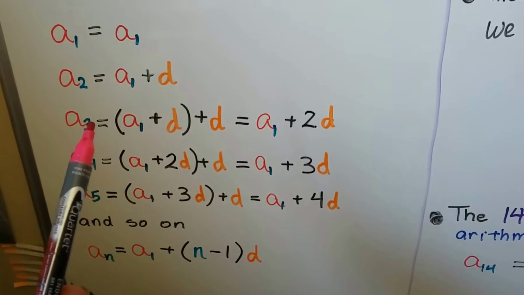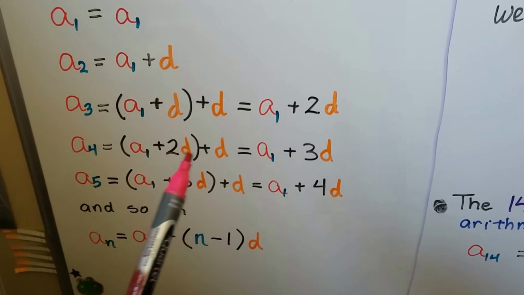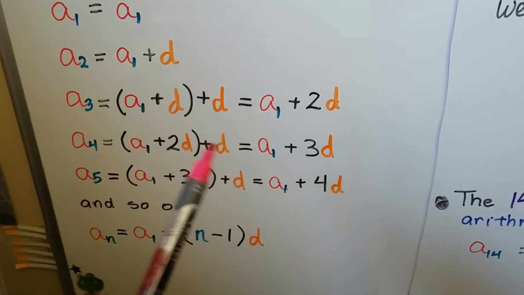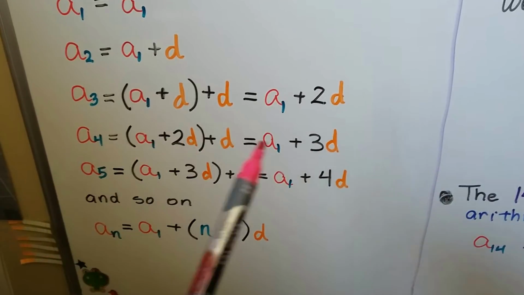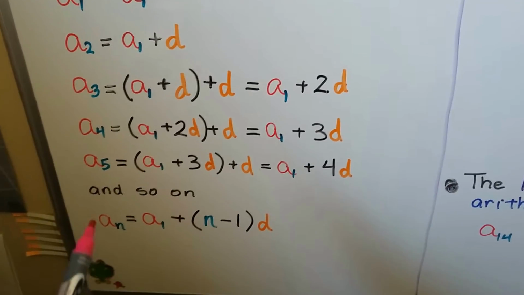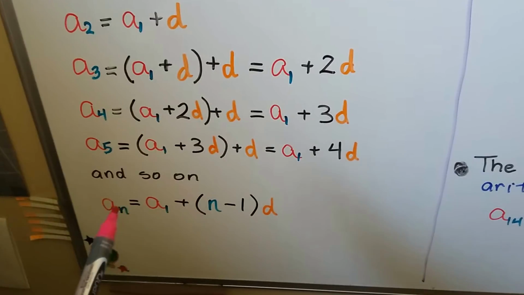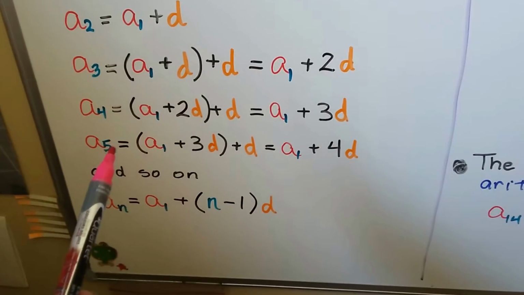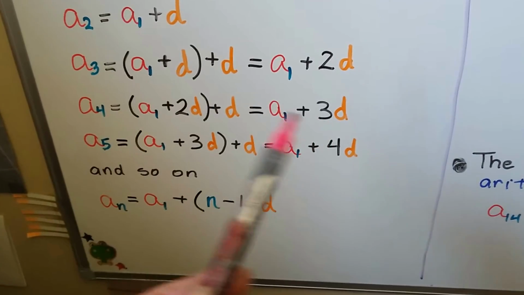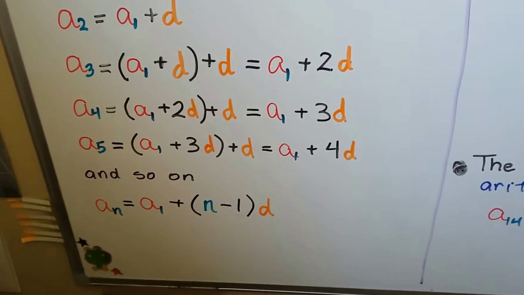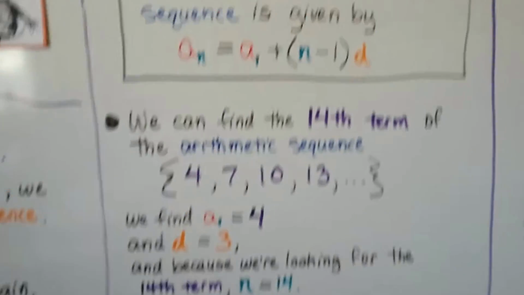What's happening is we're taking a 3 and we're taking 1 away to get that 2d. For a sub 4, we add the 2d plus another d that gives us a 3d. We're taking that 4 right here and we're taking away 1 to get that 3d. So when we get to the a sub n, we're taking the n and subtracting 1. See, 5 minus 1 gives us the 4d. See that? 4 minus 1 gives us the 3d. 3 minus 1 gives us the 2d. Okay? So that's how we got this formula. All right? So I have a theorem for you.